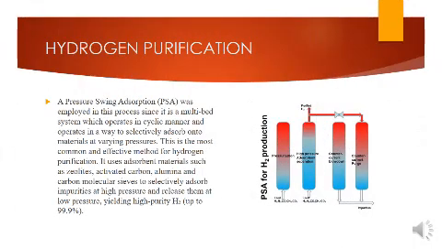Hydrogen purification. A pressure swing adsorption was employed in this process since it's a multi-bed system which operates in cyclic manner and operates in a way to selectively adsorb onto materials at varying pressures. It uses adsorbent materials, and these materials selectively adsorb impurities at high pressures and release them at low pressures, yielding high purity hydrogen gas up to 99.9%.